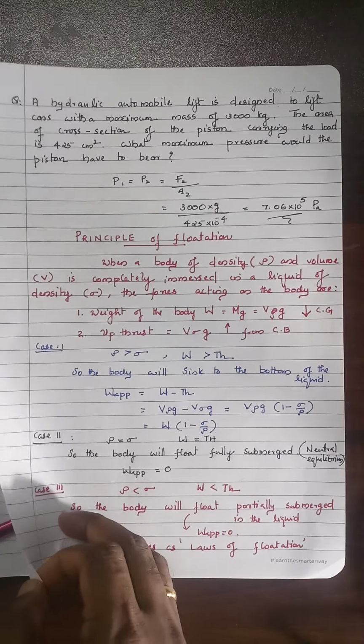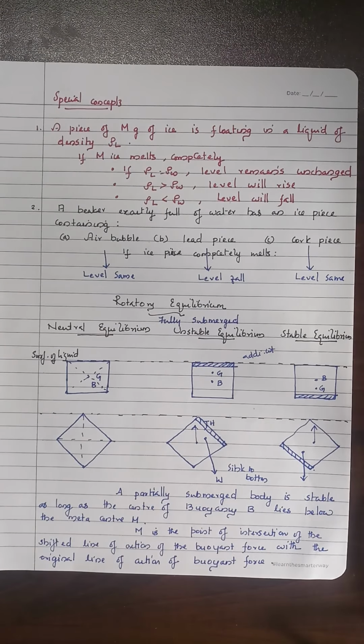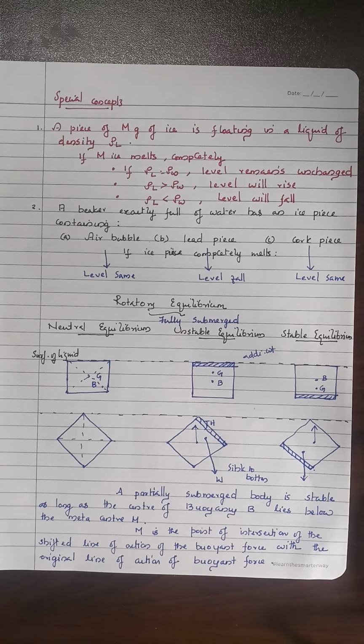We can move on to some important concepts regarding floating. Two important questions are here. One: a piece of m gram of ice is floating in a liquid of density rho. What happens if the m gram of ice melts? If the density of the liquid is equal to the density of water, the level remains unchanged. If the density of the liquid is greater than the density of water, the level will rise. If the density of the liquid is less than water, the level will fall.